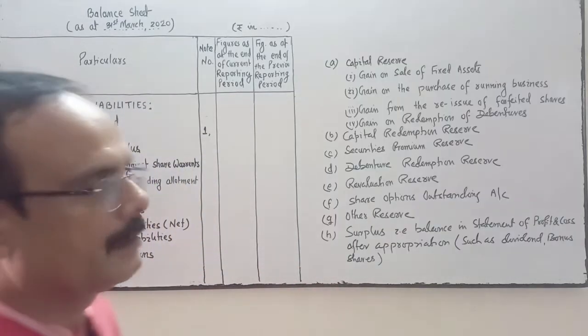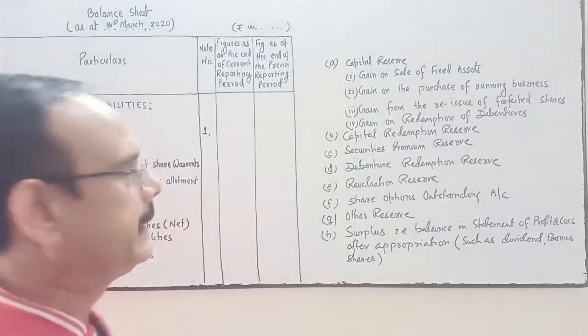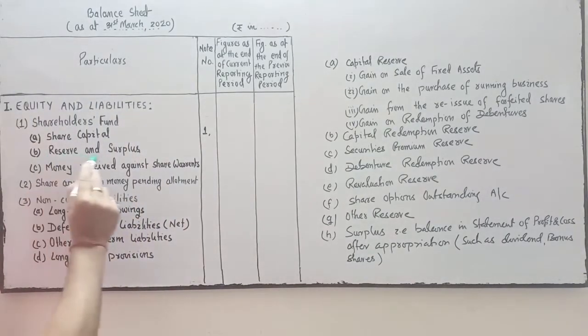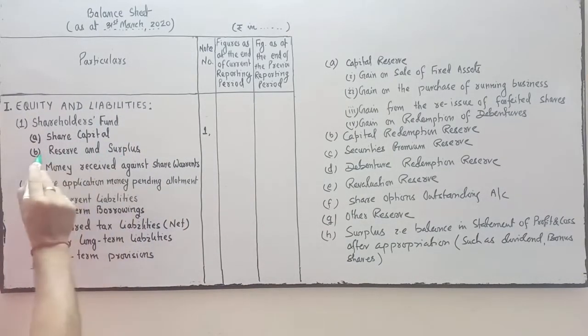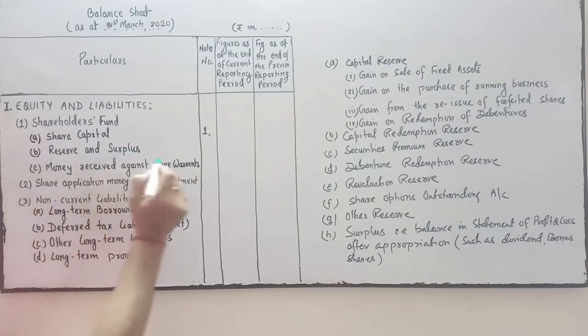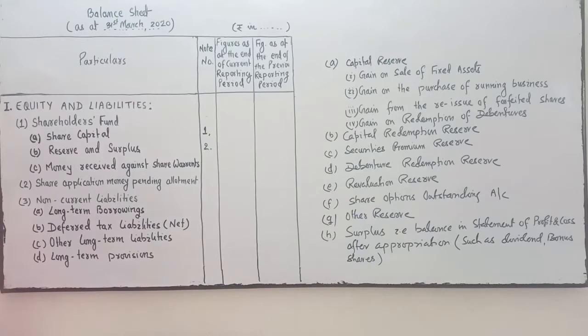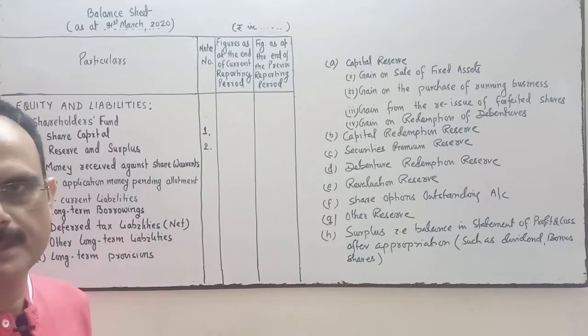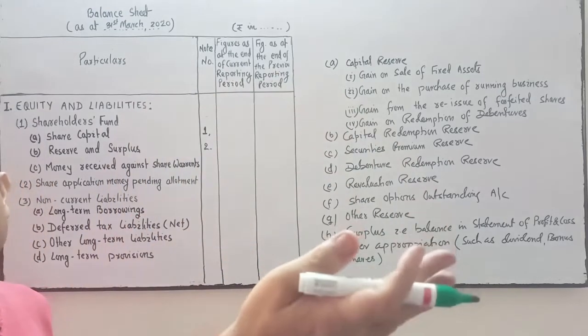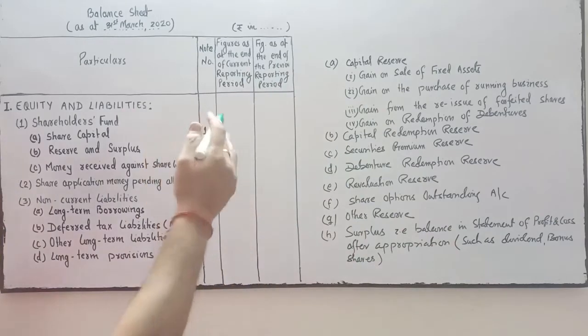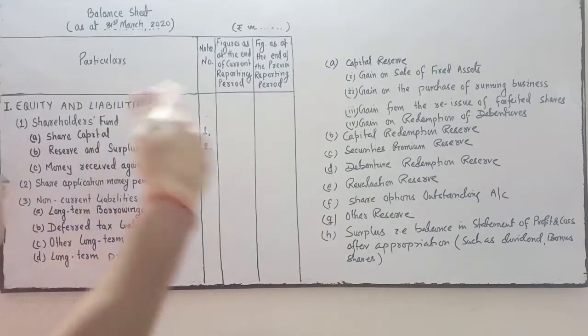Okay. After the share capital, what is next? Next is reserve and surplus. Under this reserve and surplus, if it is in note number 2, you can see the detail under reserve and surplus in note number 2 separately. Just like note number 1, there is maybe a note number 2.